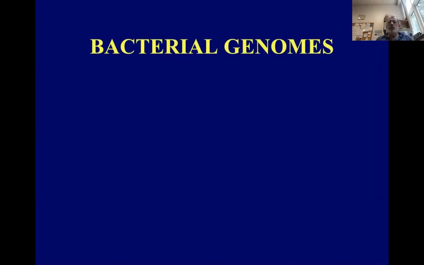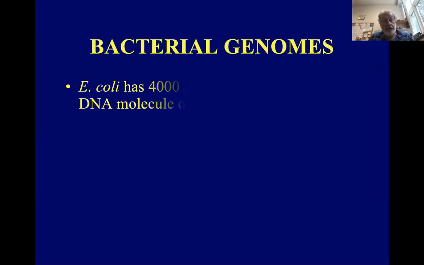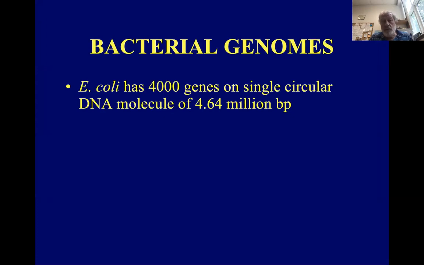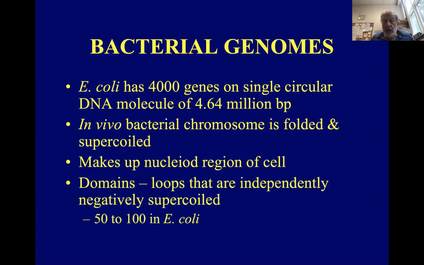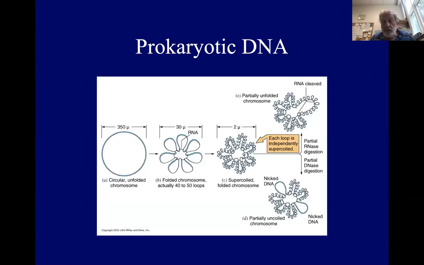Now we're getting into the genomes of bacteria and viruses. So E. coli has a genome that's got about 4,000 genes and 4.64 million base pairs. In the cell, it's of course folded and supercoiled to fit in the nucleoid region of the cell. It contains these loops that are independently supercoiled. These are called domains. There's anywhere from 50 to 100 of them.